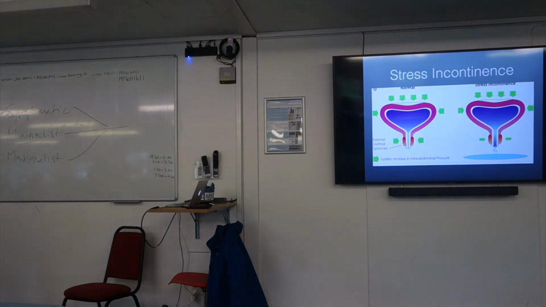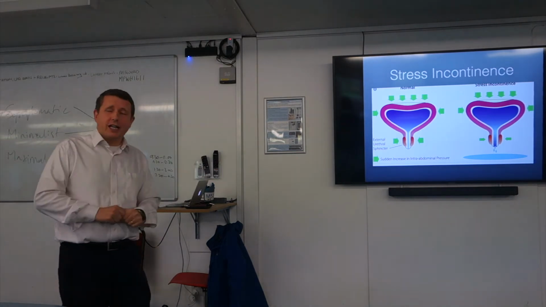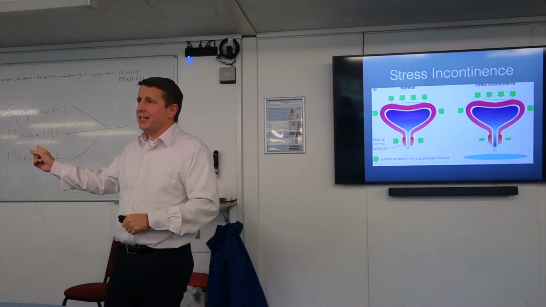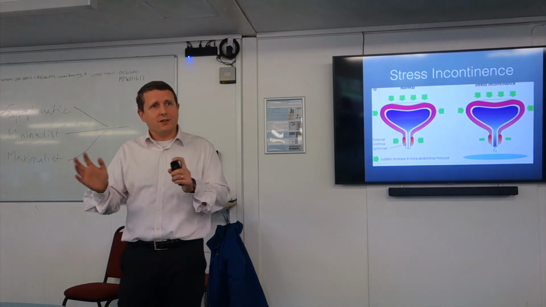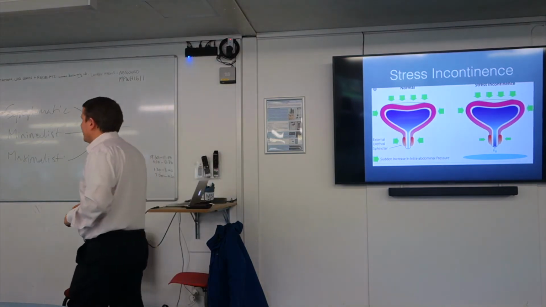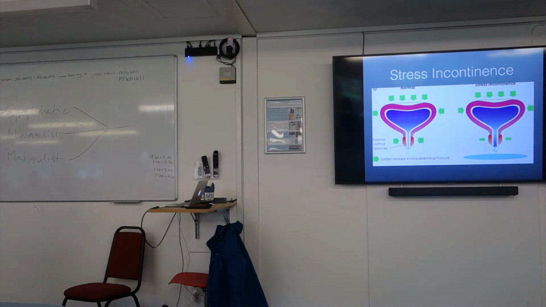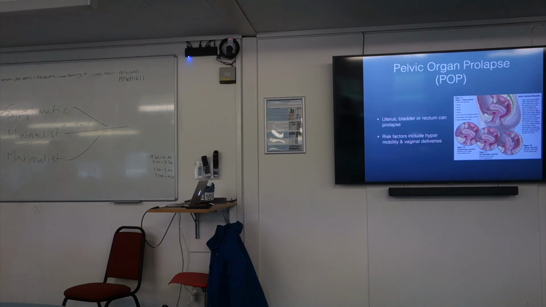So the common types are stress, which is just going on a trampoline or coughing, sneezing, and you get a little bit of leakage. Urge incontinence is that kind of thing. I've got to get to the loo, and I've got to get to the loo now, because if I don't make it now, I'm going to have an accident. So that's your urge incontinence, and then you can get mixed, which is the two. Ultimately, they all rely on the external urethral sphincter to function well. And we'll look at that and how we might be able to intervene.